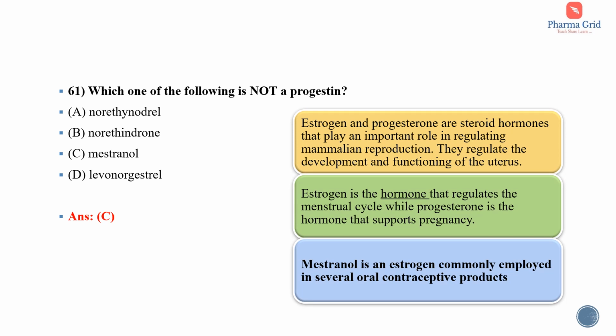We know that estrogen and progesterone are steroid hormones that play an important role in regulating mammalian reproduction. They regulate the development and functioning of the uterus. Estrogen is responsible for regulating the menstrual cycle, while progesterone is the hormone that supports pregnancy. Among these options, mestrenol is an estrogen commonly employed in several oral contraceptive products.